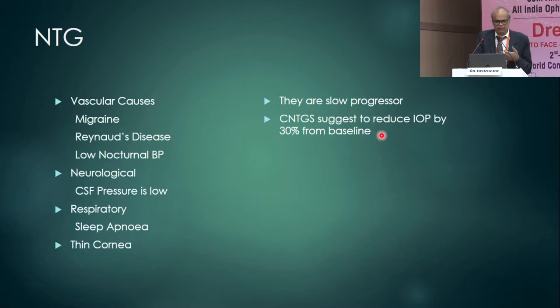And there are other conditions as well which you have to keep in mind if the patient has a low tension or normal tension glaucoma. You always look into whether the patient has sleep apnea or not, whether the patient has a thin cornea, which we have already discussed. Patients who have migraine, Raynaud's phenomenon, low nocturnal blood pressure, as we have discussed, they all have a tendency to develop normal tension glaucoma. And the new concept is that whenever there is a low CSF pressure, then these patients also tend to develop normal tension glaucoma.